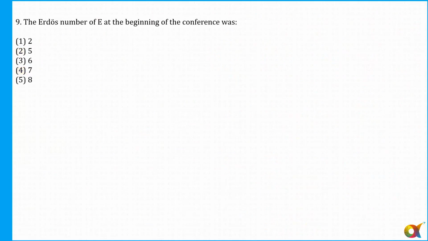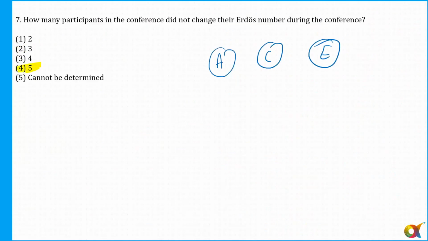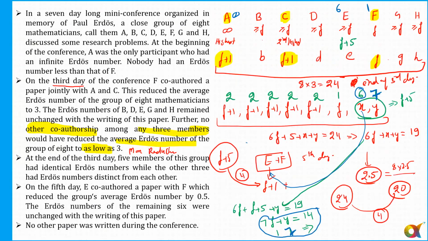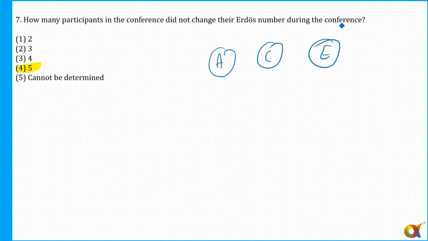8th is done. Now 9. The IRDOS number of E at the beginning of the conference, that is equal to 6. We have done that. So the IRDOS number of E at the beginning is option number 3, which is 6. Any doubt?